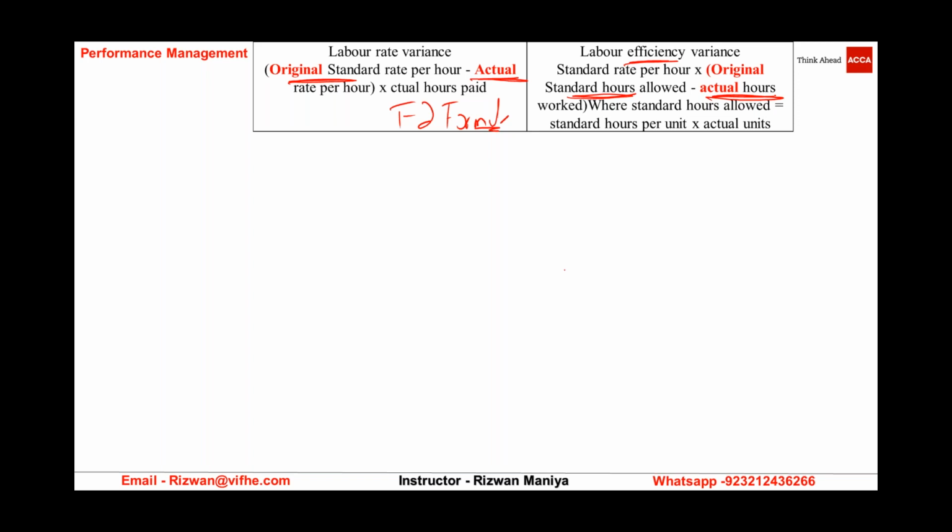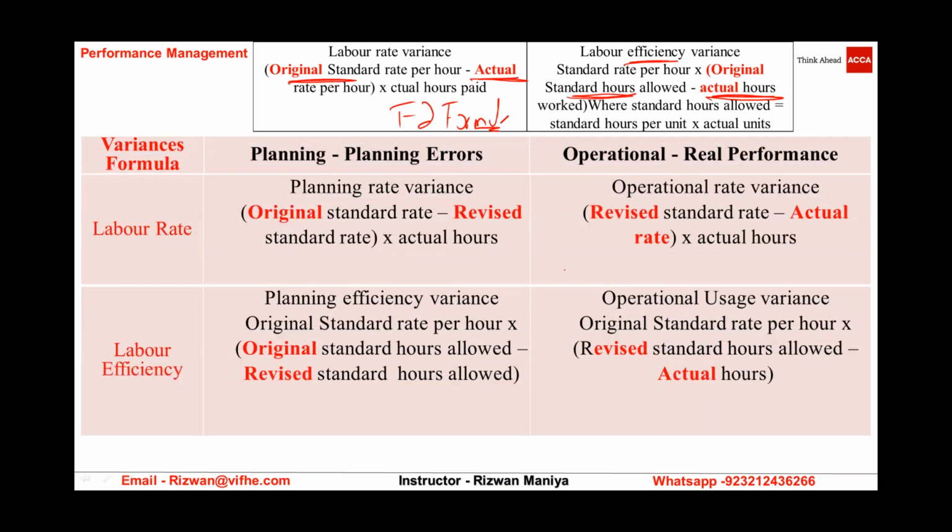So if there is a planning error in rate or a planning error in hours, what will we do? If there is a planning error in rate, we will break the rate variance into planning rate and operational rate. If there is an error in hours efficiency, we'll break the efficiency into planning efficiency and operational efficiency. Whenever there is a mistake in any area, just break that variance into planning and operational. That's it.